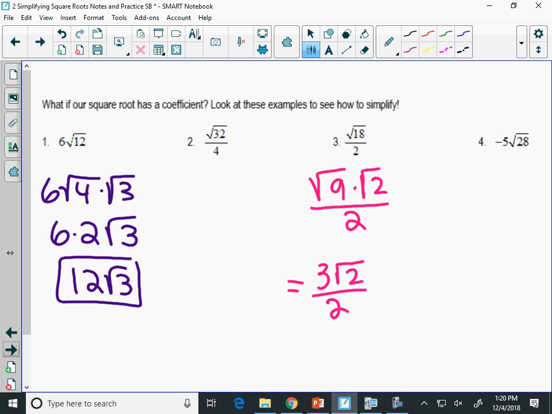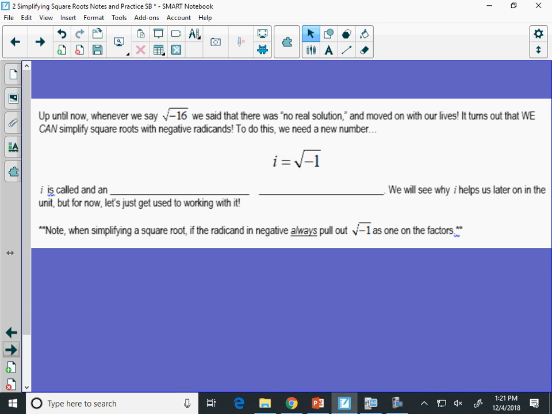Okay, flip your paper over. You're going to learn a new number. This is a great number. It's great. Loved it. You've learned e this year. Last unit, or 2 units ago, you learned the number e. Today, we're going to learn about the number i.